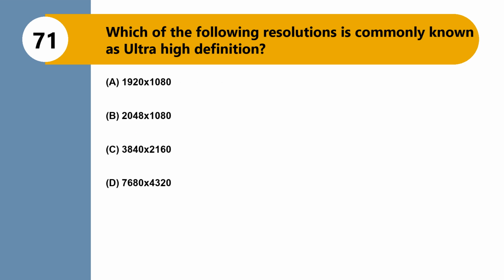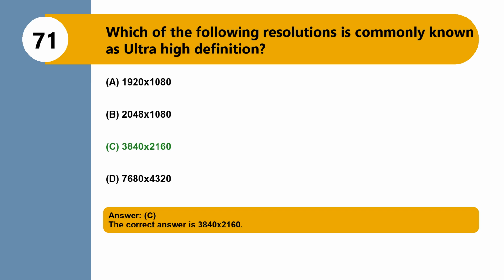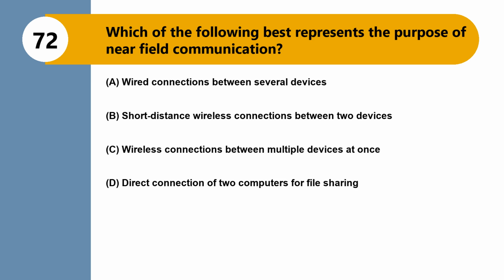Question 71. Which of the following resolutions is commonly known as ultra-high definition? Option A, 1920x1080. Option B, 2048x1080. Option C, 3840x2160. Option D, 7680x4320. The correct answer is option C, 3840x2160.